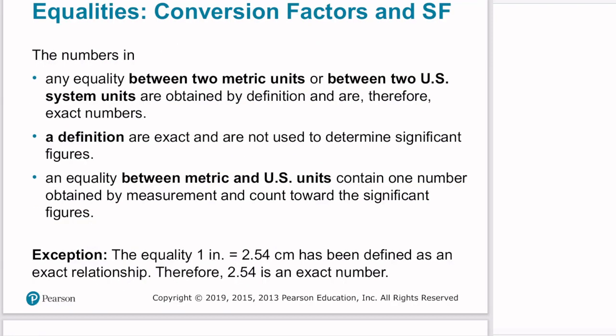We do, however, need to keep in mind the number of significant figures in our conversion factors. If we're converting between two metric units or between two US system units, the numbers are obtained by definition and are therefore exact. If, however, we're converting between metric and US units, one of those will contain a number obtained by measurement, and that measured number counts toward the number of significant figures.